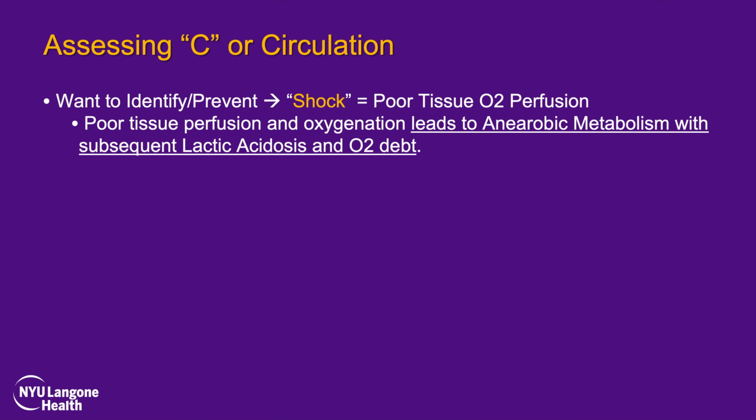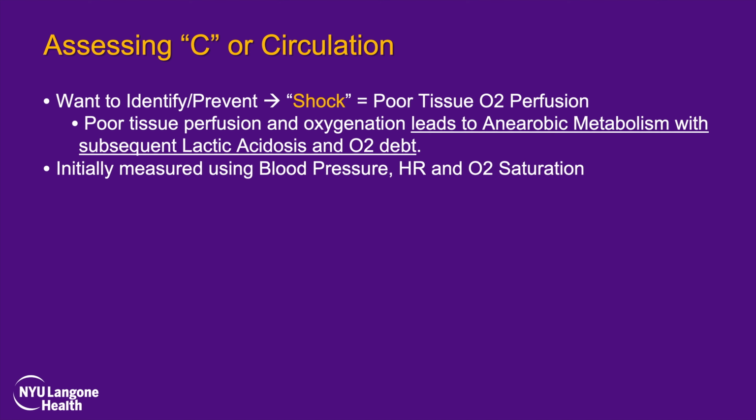So what about C, circulation? We move on. We want to identify the patient in shock. We need to understand what shock is. Essentially, poor tissue perfusion. When there's an oxygen debt, you have a lack of oxygenation to the tissue, you end up with anaerobic metabolism. Subsequently leads to buildup of lactic acid. And this is the definition of shock, poor tissue perfusion.